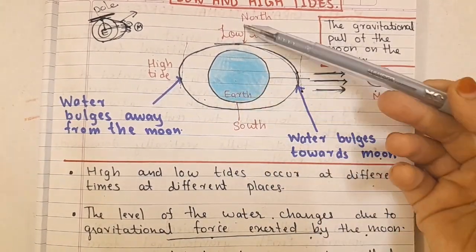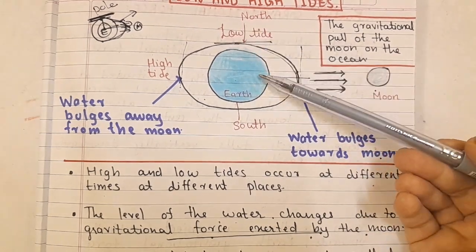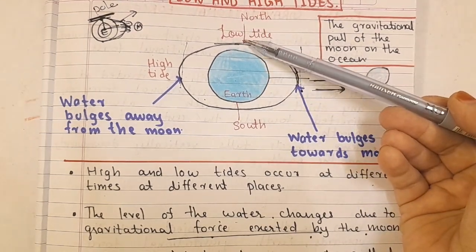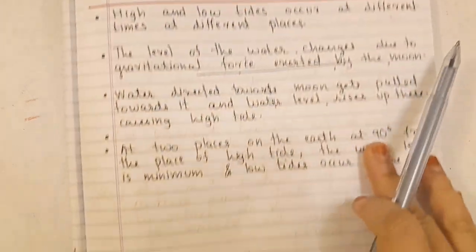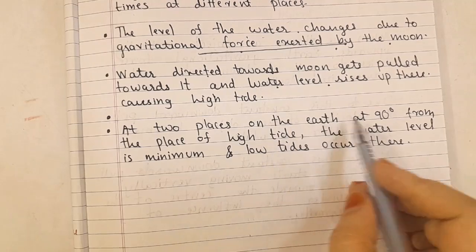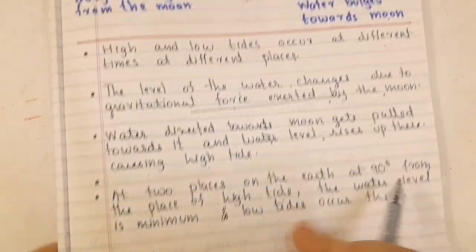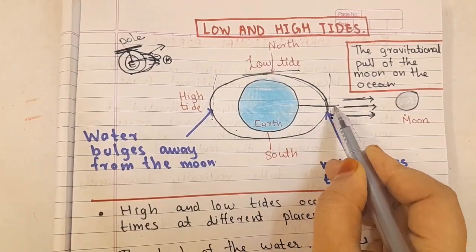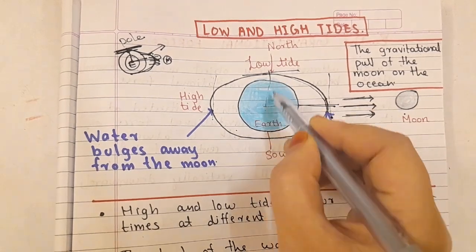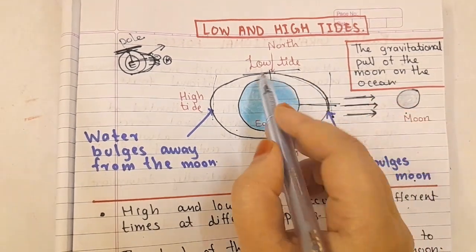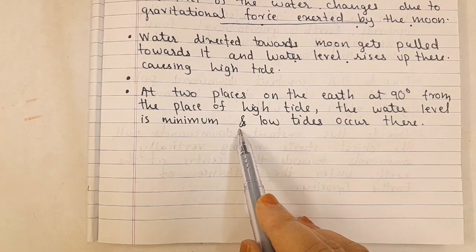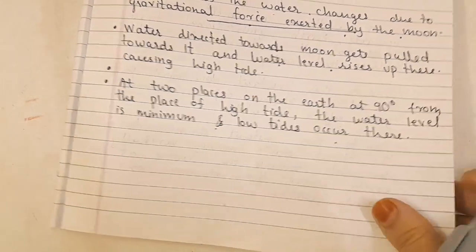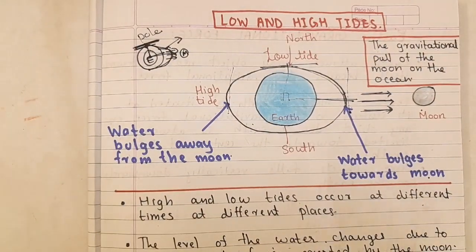At the 90-degree angle from the equator, the water level is very low, and low tide occurs. That is at our north and south poles, the two places on the Earth at 90 degrees from the places of high tide. From the place of high tide, at 90 degrees, low tide will occur because here the water level is very low. So this is all about high tide and low tide.